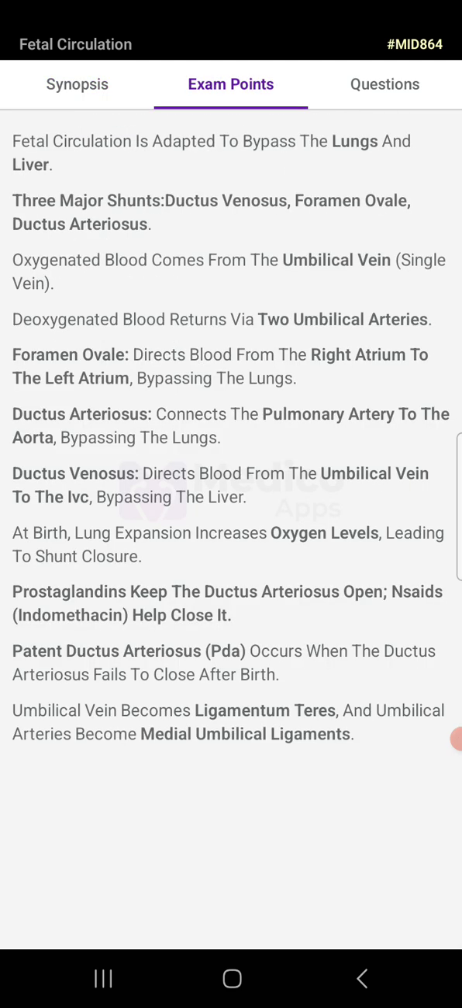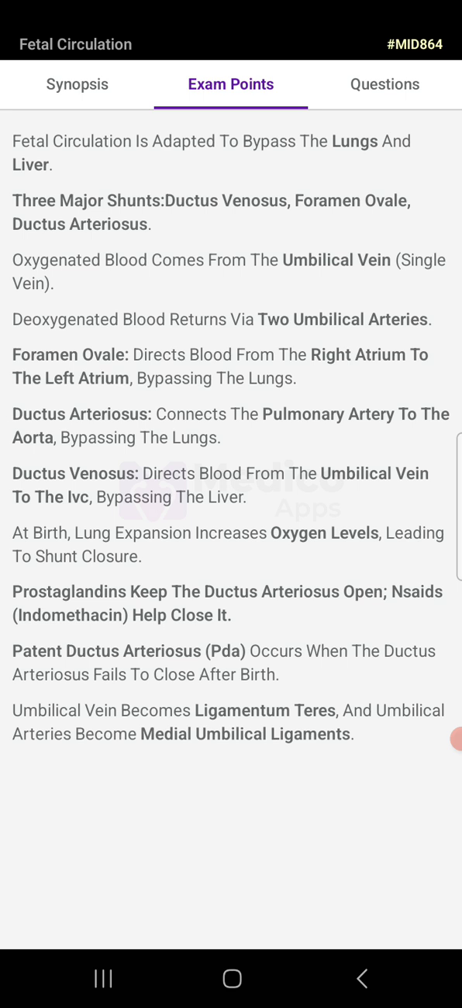Fetal circulation is adapted to bypass the lungs and the liver. Three major shunts: ductus venosus, foramen ovale, and the ductus arteriosus. Oxygenated blood comes from the umbilical vein, a single vein. Deoxygenated blood returns via the two umbilical arteries.